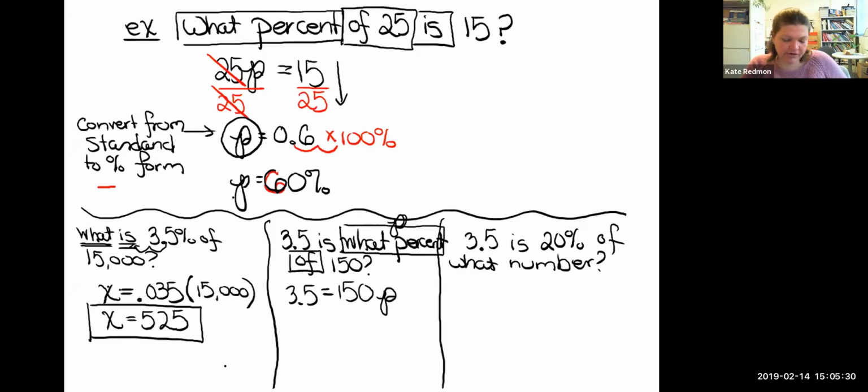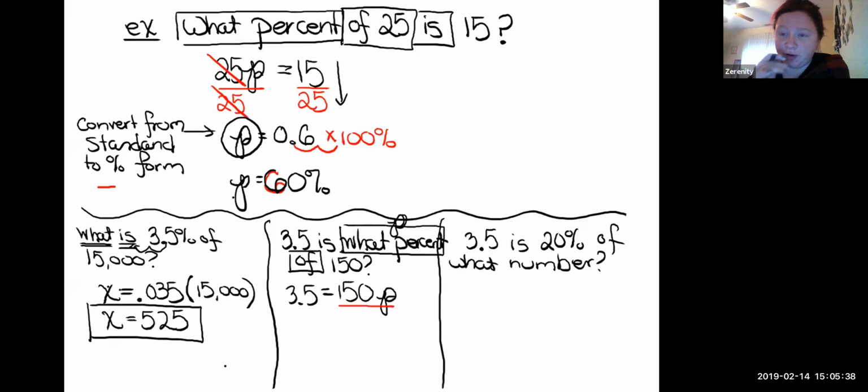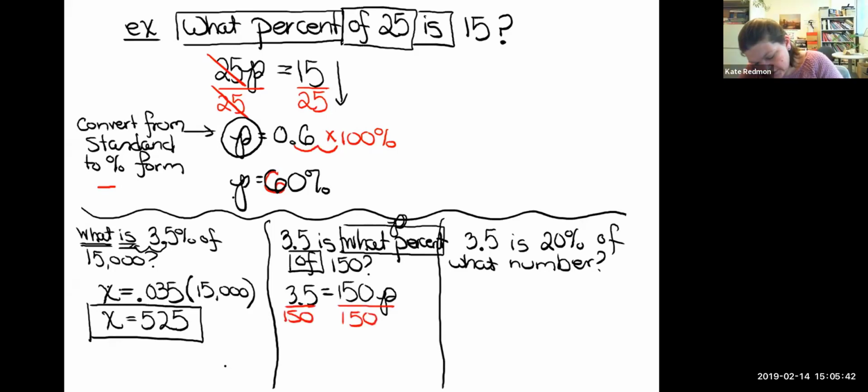What should I do to this? In this case, the letter is not alone, so I need to solve. How do I get this letter alone? Divide 150 on both sides. Exactly. And we can see there's the work to do on the left-hand side. That's so calculator work. 3.5 divided by 150 is gross. I should have given you rounding directions again. I got 0.0233333, I'm just putting dots. And then on the right-hand side, 150 divided by 150 cancels out, so that P is alone.